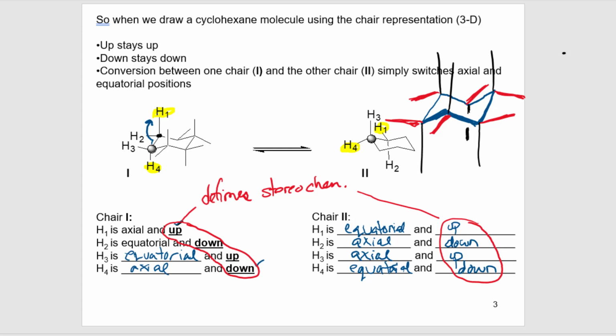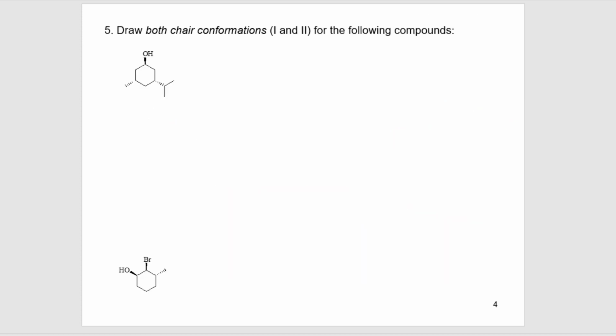So you've got to be really good at drawing these axial, equatorial groups and going between the 2D, 3D, backwards and forwards interconversions for representation. So let's get some practice here. Okay, draw both chair conformations. All right, first I start with the one I like. I'm going to enhance the bottom edge for ease.